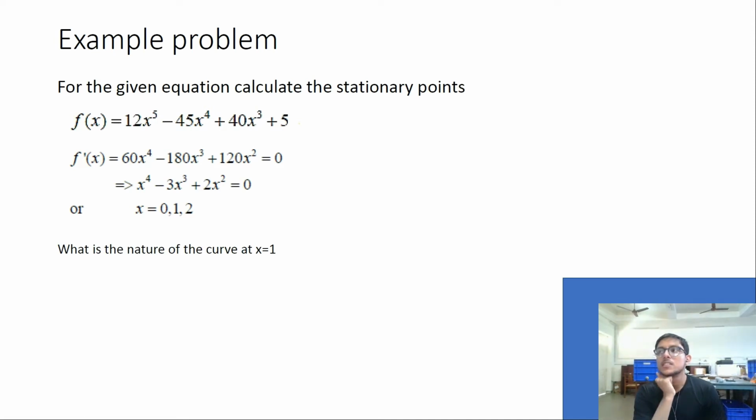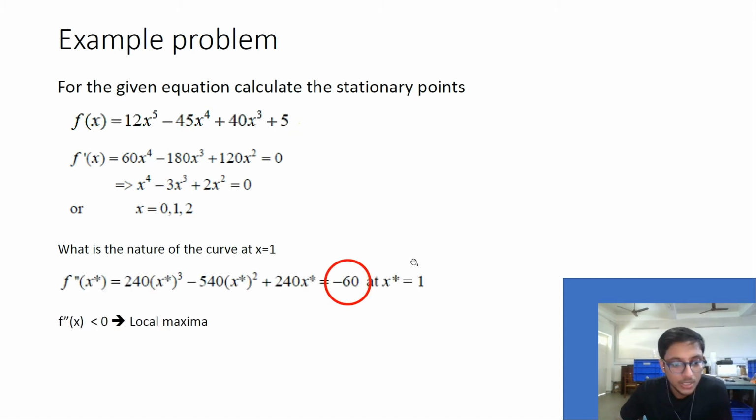I see silence, so I think it is too simple for you guys, so I will just show you. The second derivative at x equal to 1 is actually minus 60. So that means f double dash x is negative. Prasanna has told negative correctly. When it is negative, it is a local maxima. So what is the function? Is it convex or concave?